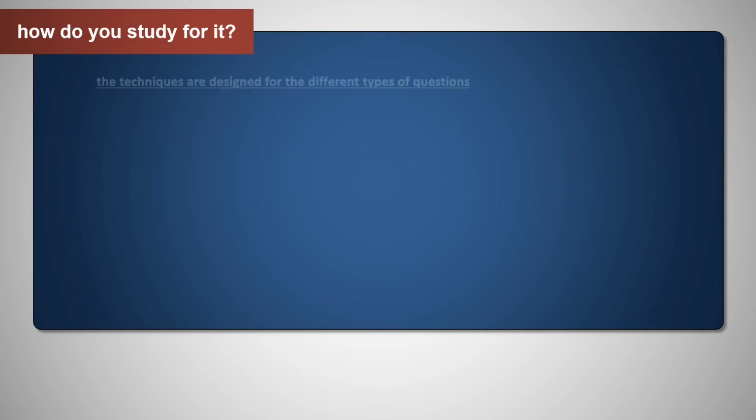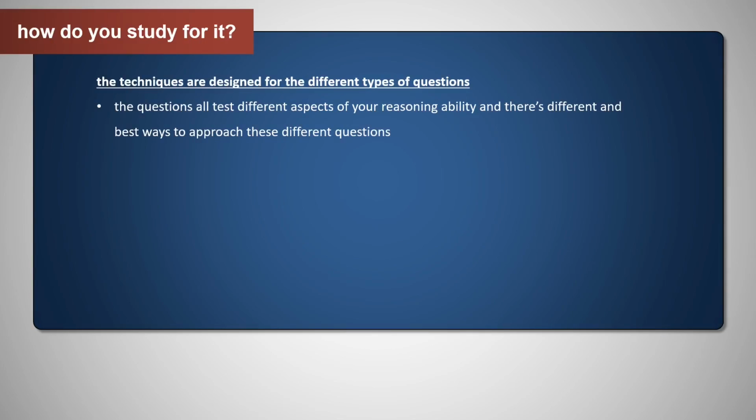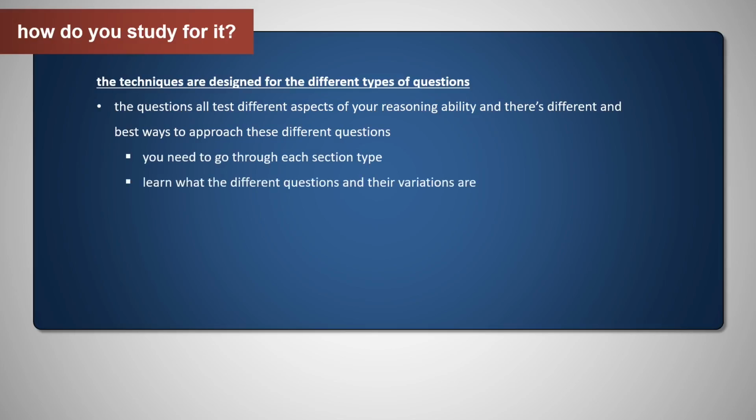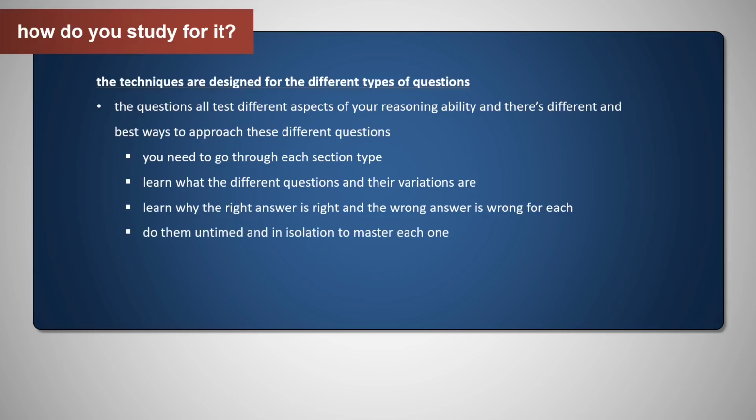Now, the techniques are designed for the different types of questions. So the questions all test different aspects of your reasoning ability, and there's different and best ways to approach these different questions. So you need to go through each section type, and you need to learn what the different questions and their variations are, and you need to learn why the right answer is right and the wrong answer is wrong for each. You need to do them untimed and in isolation to master each one.